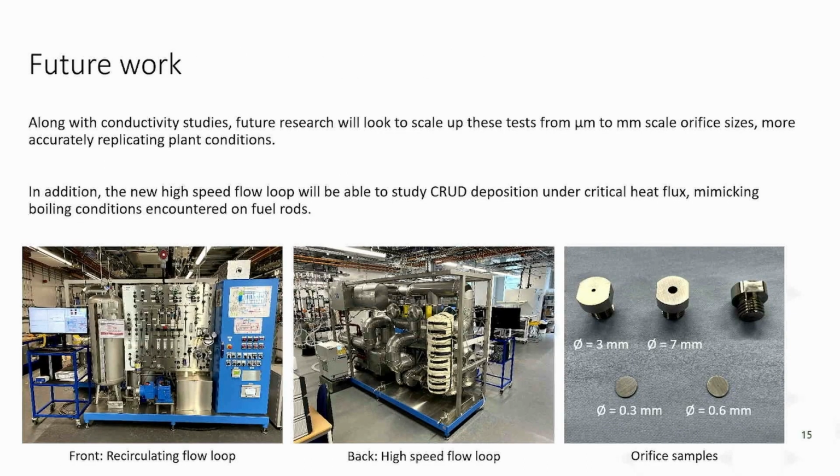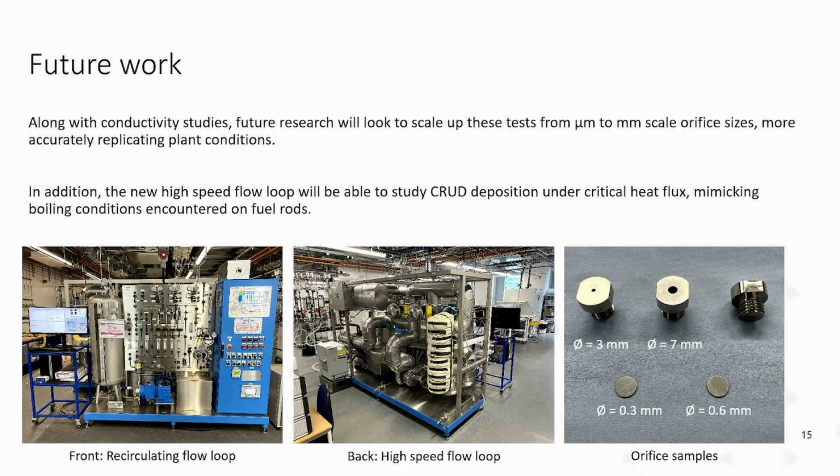So along with these, and just moving on to some of the future work that's going to be done in this area, along with the conductivity studies like I've mentioned, we've recently taken delivery of a new flow loop that was built and constructed by a Finnish company, Cormit Testing Systems. This will be able to scale up these studies from the kind of micron scale that we see in the orifice discs here to more millimeter scale, so better replicating plant conditions and studying this process around orifices that might be encountered in actual plants.